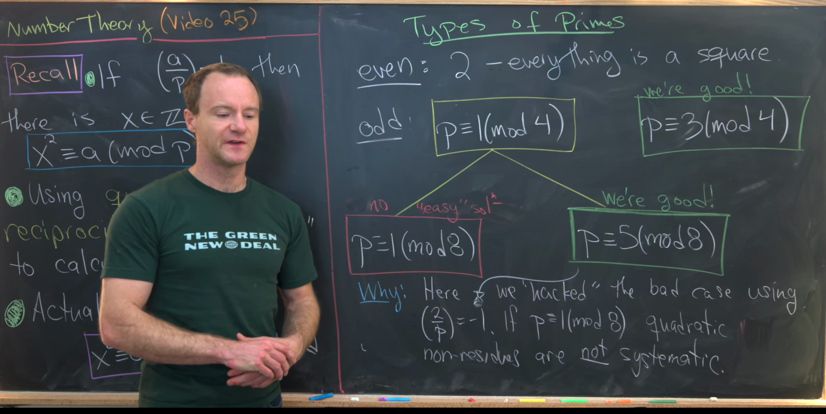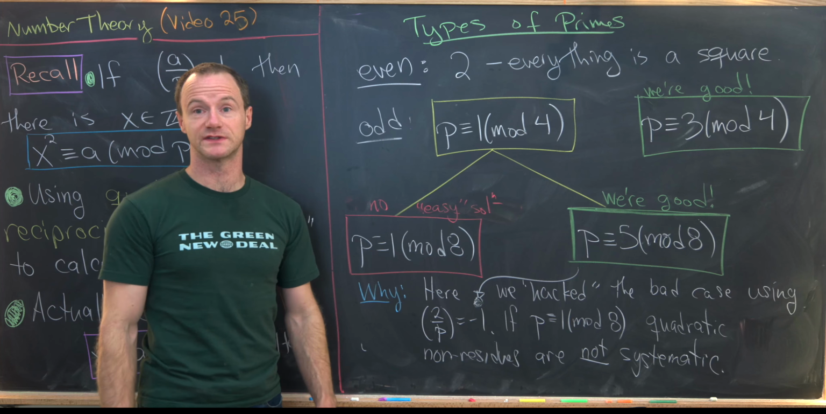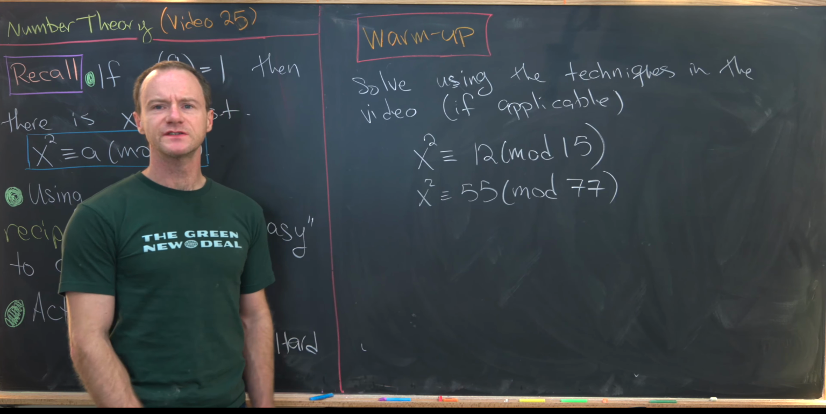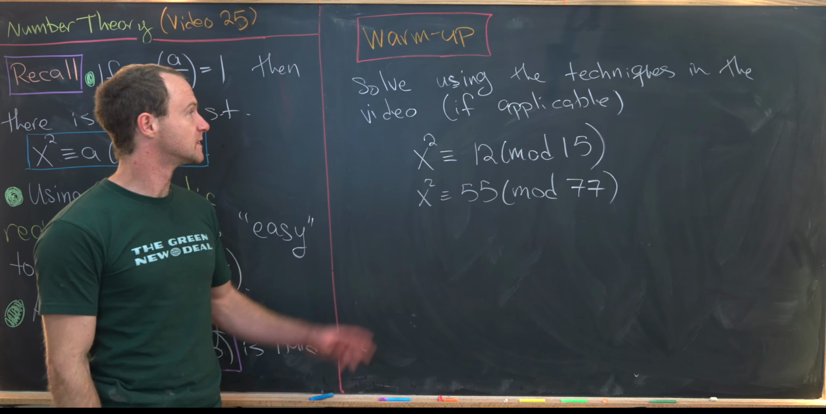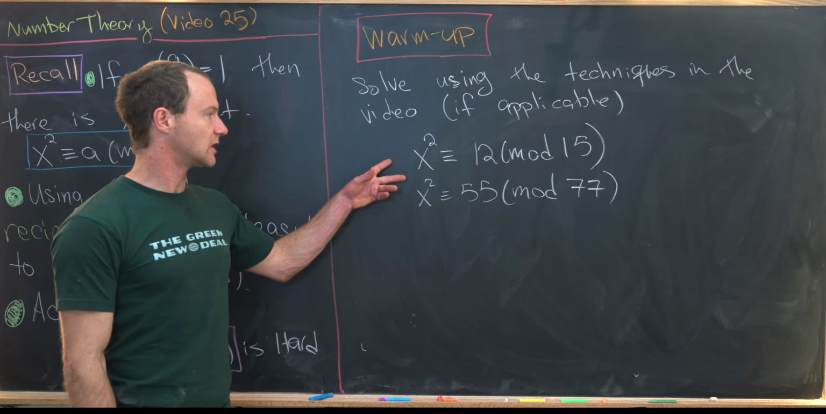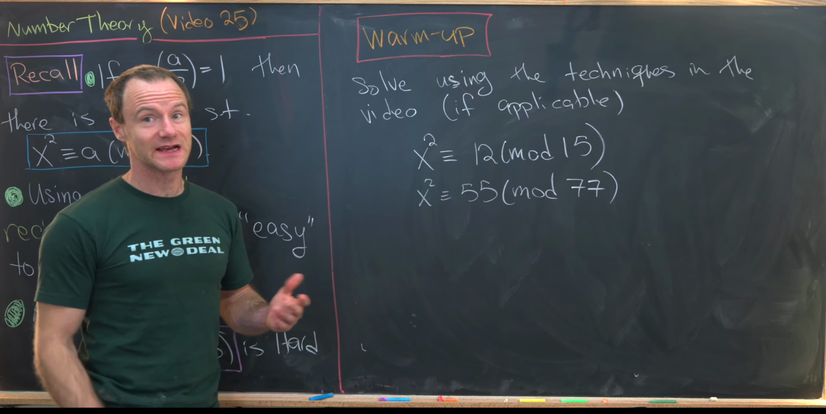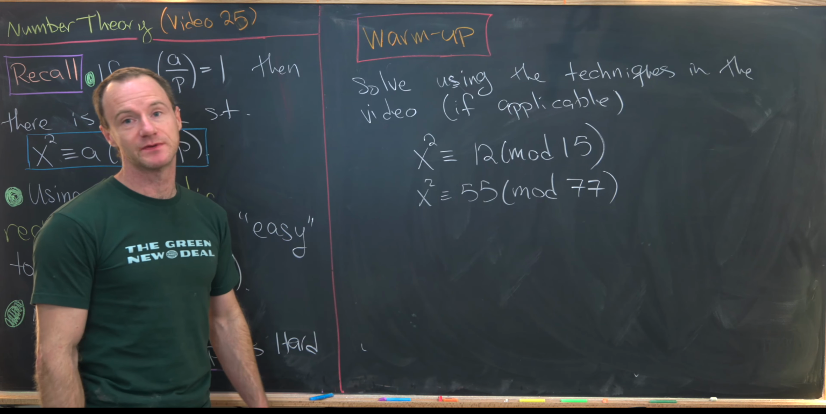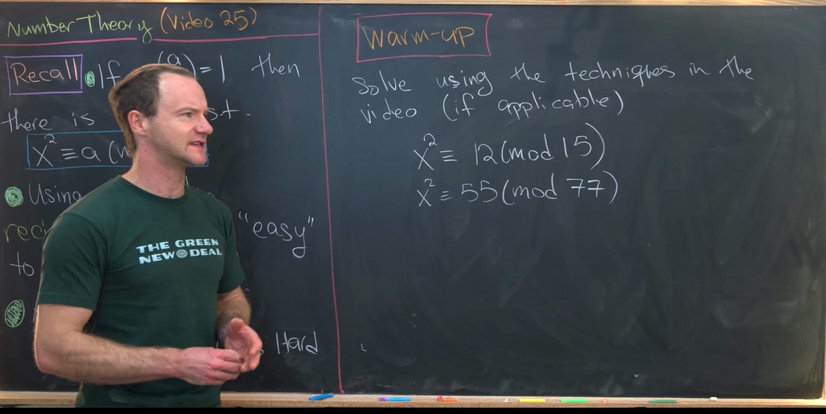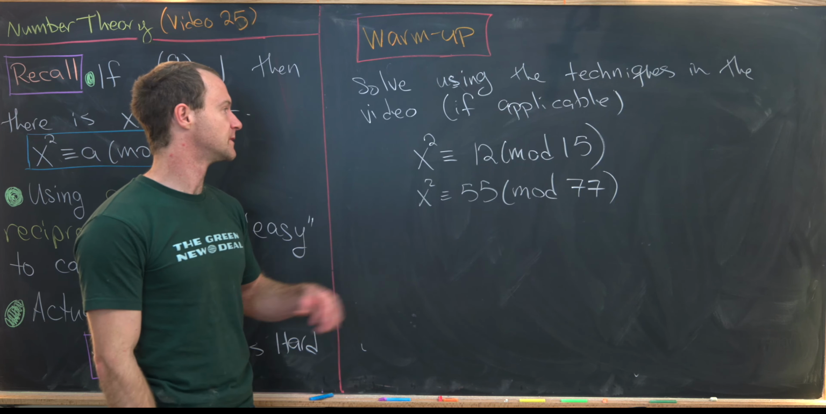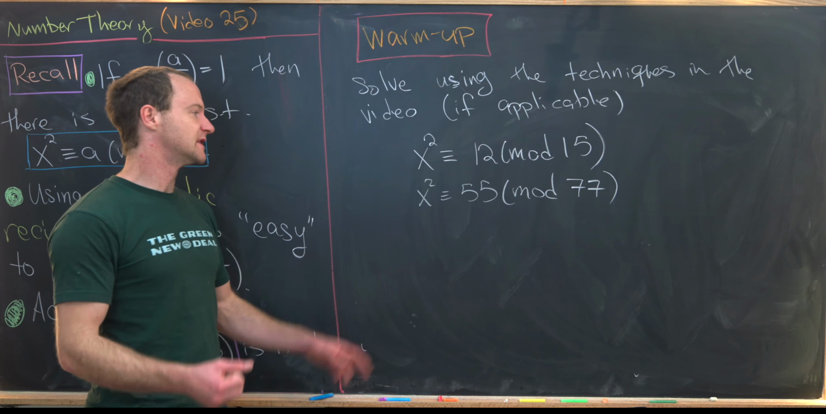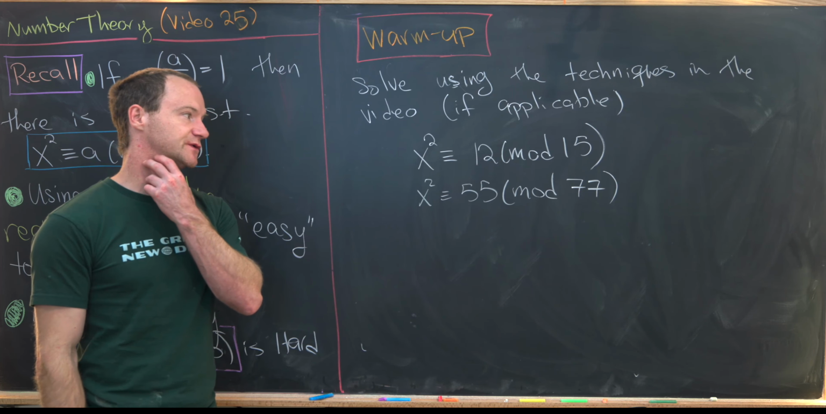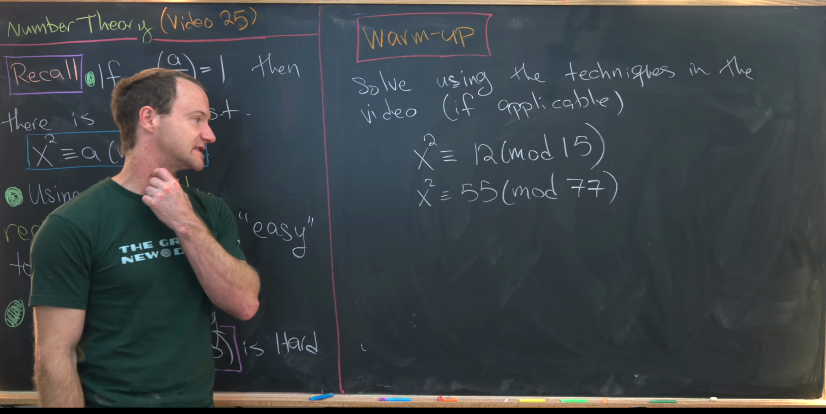Okay, so let's finish this video off with some warm-up problems to try. Okay, here's a couple of quick warm-up problems based on the techniques in the video. So solve the following congruences, not by guess and check, but by using the propositions from this video, just for practice to get an idea for how they work. So the first is x squared is congruent to 12 mod 15. The second is x squared is congruent to 55 mod 77.